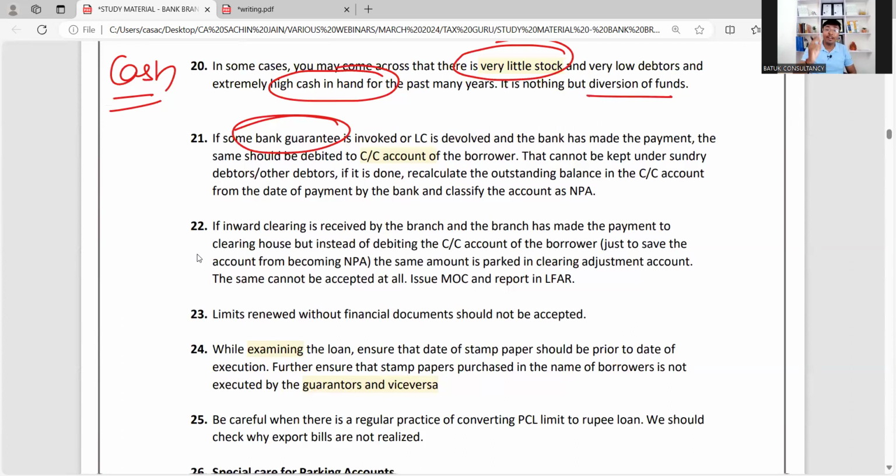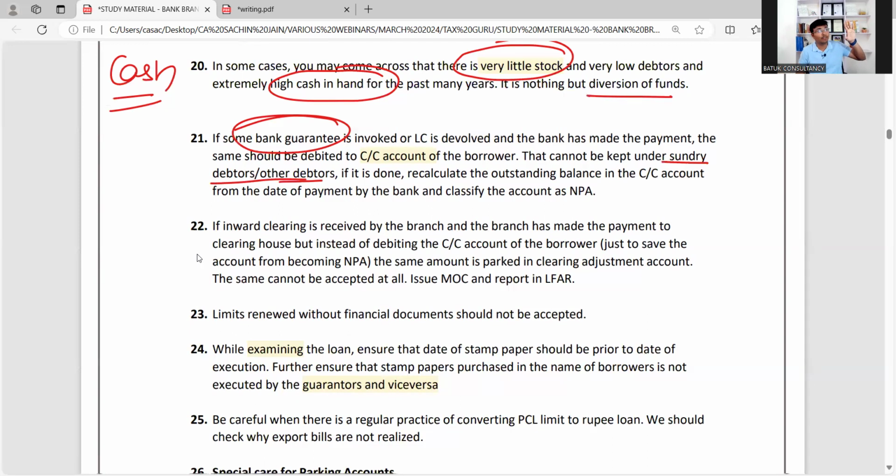If there is any bank guarantee, you need to check that the amount is credited or debited to the CC account only. कहीं उसको किसी पार्किंग अकाउंट में लेके जाके ट्रांसफर नहीं कर दिया हो अंडर द सन्ड्री डेटर एंड सन्ड्री क्रेडिटर्स. If some borrower has taken the bank guarantee and that person has utilized that bank guarantee, we need to ensure that the transaction is reflected in the cash credit account. कई बार क्या होता है, to save that particular account from becoming NPA, the bank is going to transfer the account under sundry debtors and sundry creditors.